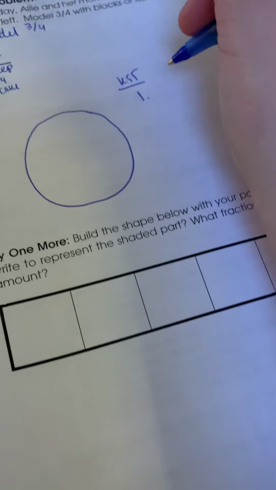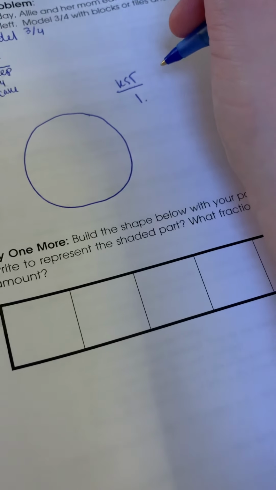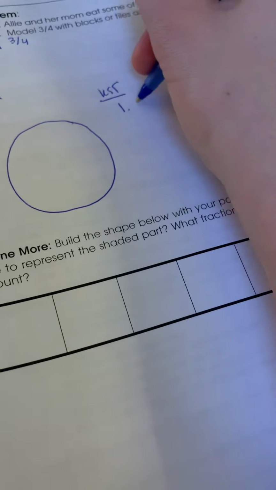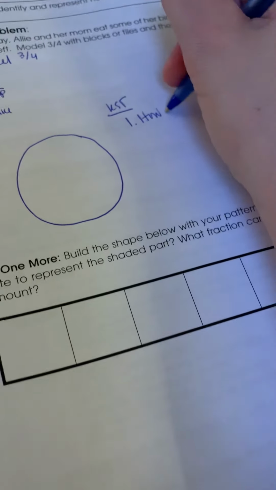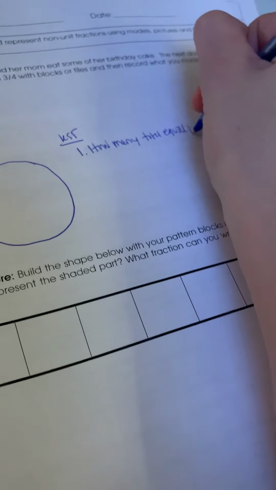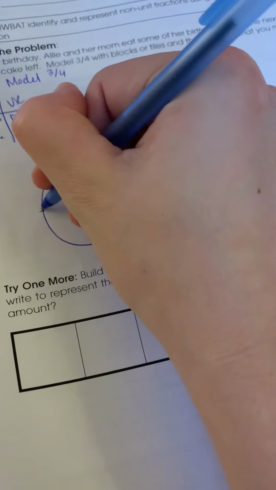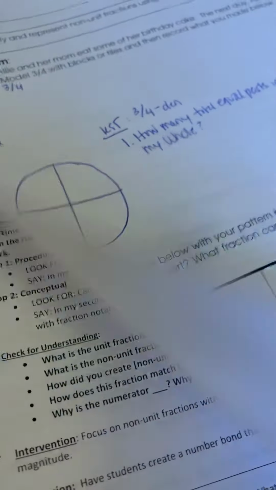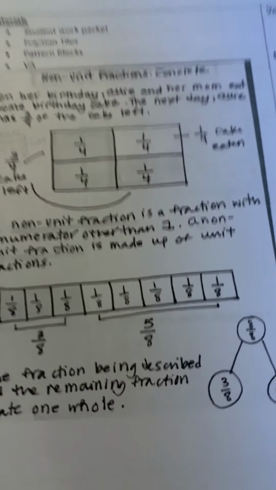The key scholar thinking that I want kids to be able to do is identify and create a non-unit fraction by asking: how many total equal parts are in my whole? From 3 fourths, there should be 4, because the denominator represents the total equal parts in the whole. Great, I'll represent that. You should use rectangles, and I used a circle. You should always use rectangles, as seen here.